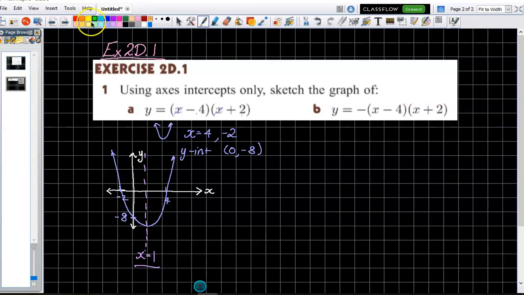Make sure you label your axes. Label your x-intercept, y-intercept. That's just an added bonus.